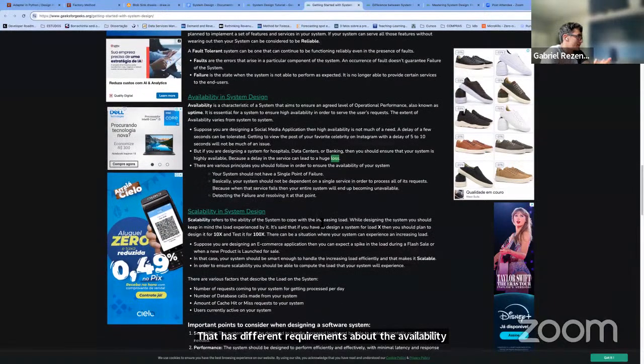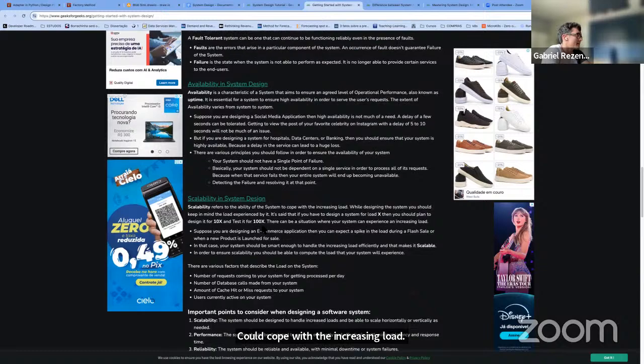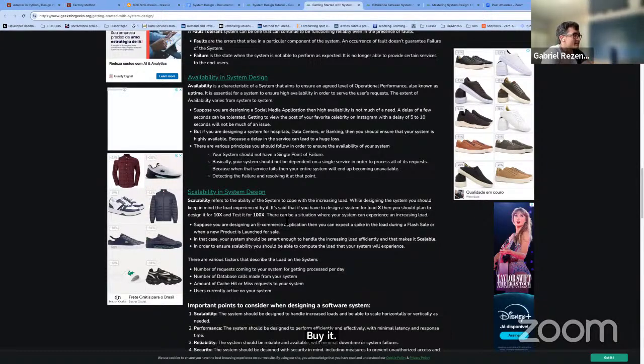Scalability in system design refers to the ability of the system to cope with increasing load. While designing the system, you should keep in mind the load experienced by it. It's said that if you have to design a system for load X, you should plan to design it 10 times and test it 100 times.